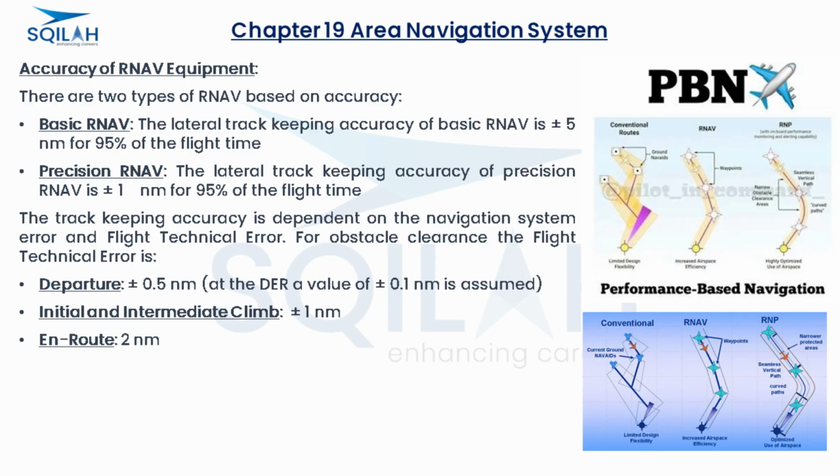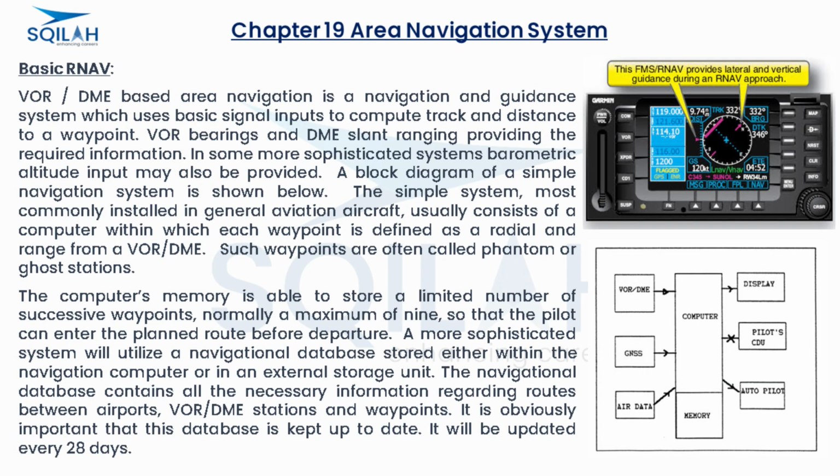For obstacle clearance, the flight technical error is, at departure, plus or minus 0.5 nautical miles. At the DER, a value of plus or minus 0.1 nautical mile is assumed. Initial and intermediate climb, plus or minus 1 nautical mile. En route, 2 nautical miles. Basic R-NAV.